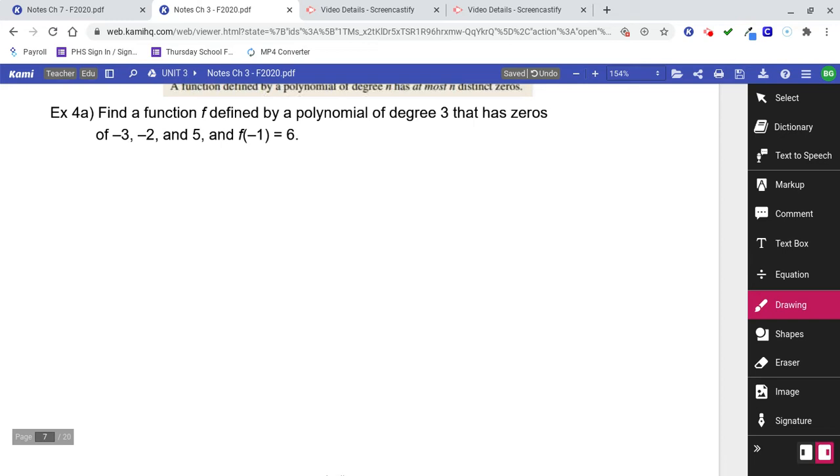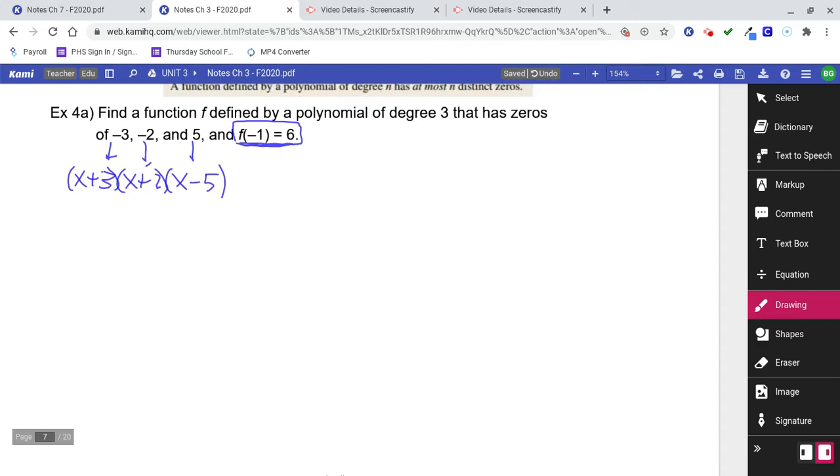4a says find a function f defined by a polynomial of degree 3 that has zeros of -3, -2, and 5, and f of -1 equals 6. This is the piece of information that makes it a little bit harder. When they give you the zeros, a zero of -3 means there's a factor of x plus 3, a zero of -2 means there's a factor of x plus 2, and a zero of 5 means there's a factor of x minus 5. Everybody should be good with that.